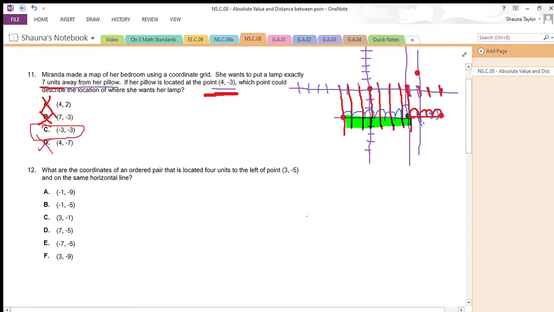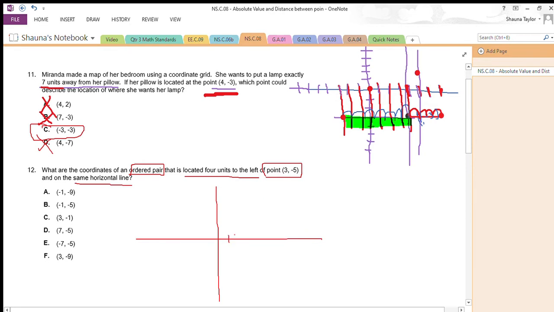Okay, number 12. What are the coordinates of an ordered pair that is located 4 units to the left of point 3, negative 5, and on the same horizontal line? So I'm going to go ahead and draw my coordinate plane again. And I'm going to find 3, negative 5.